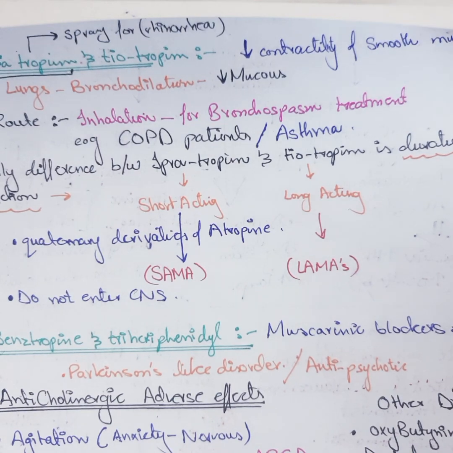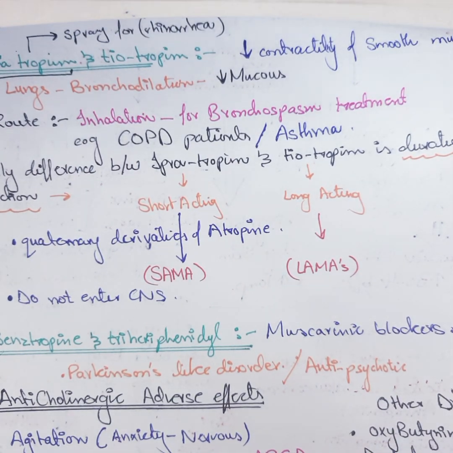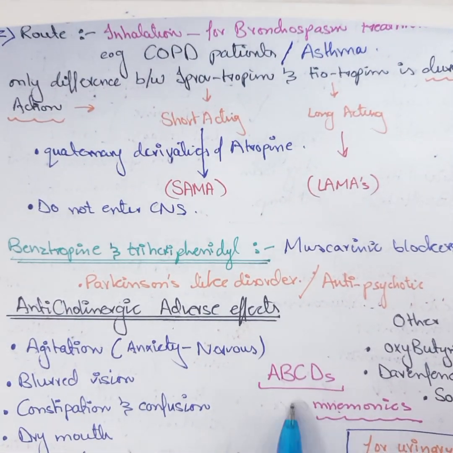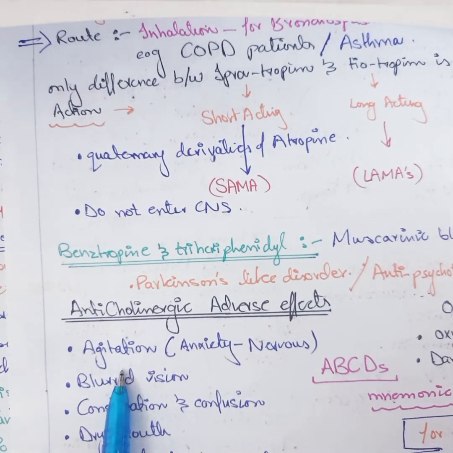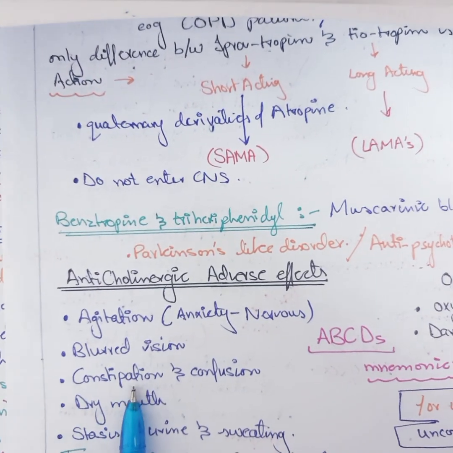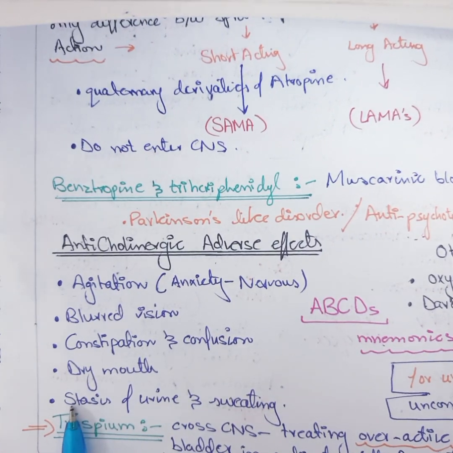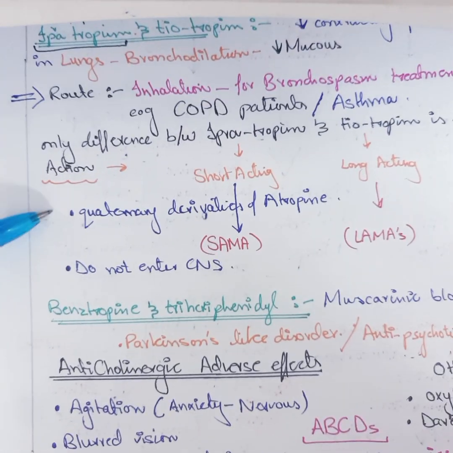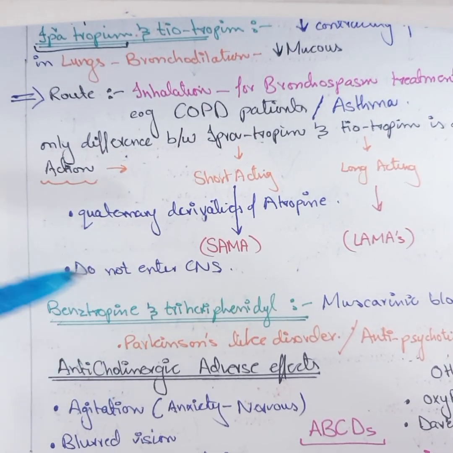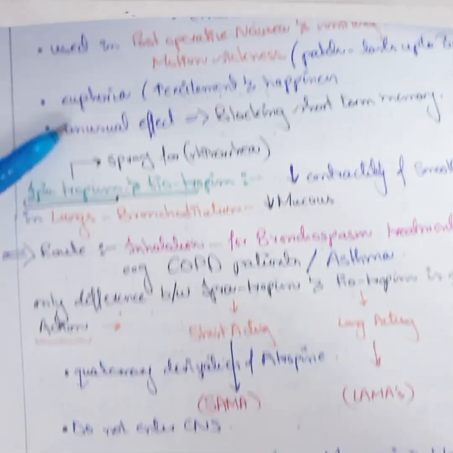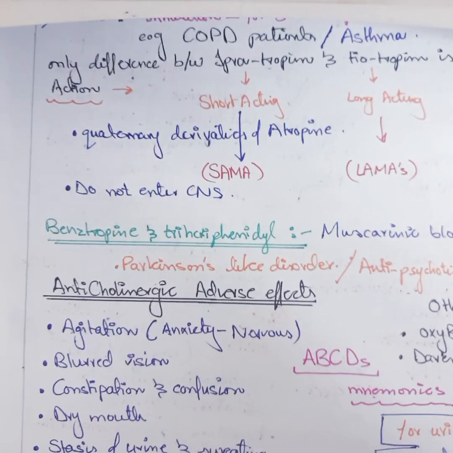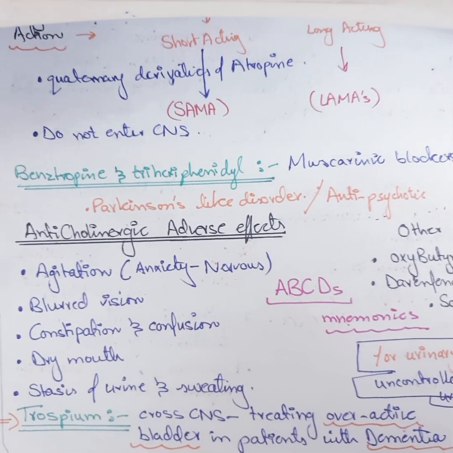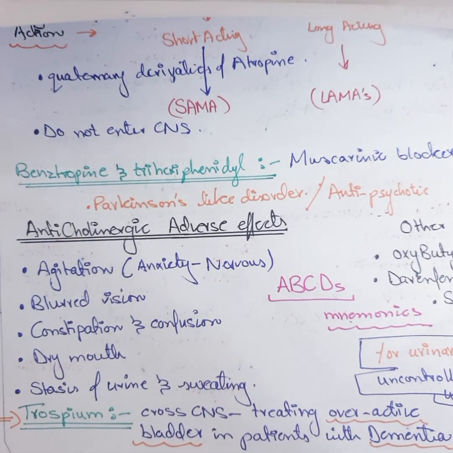Now, I have a good mnemonic for you. In order to learn these adverse side effects of anticholinergic drugs, we have the mnemonic known as ABCDs. For example, A is for the agitation, B for blurred vision, C for constipation and confusion, D for dry mouth, and S for stasis of urine and sweating. These are the side effects of all the agents I mentioned above: the benzotropine, trihexyphenidyl, ipratropium and tiotropium, scopolamine, and the atropine I mentioned lastly. So you can take a picture of this. It's very easy to remember the adverse side effects of anticholinergic drugs.